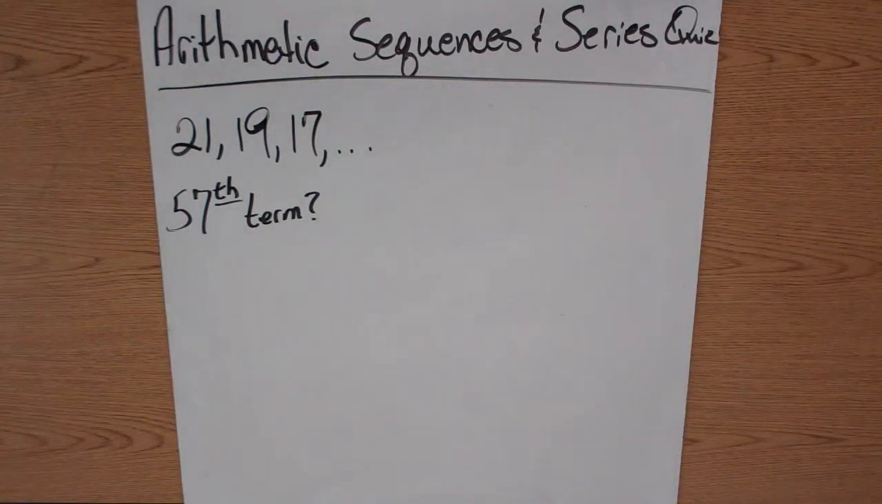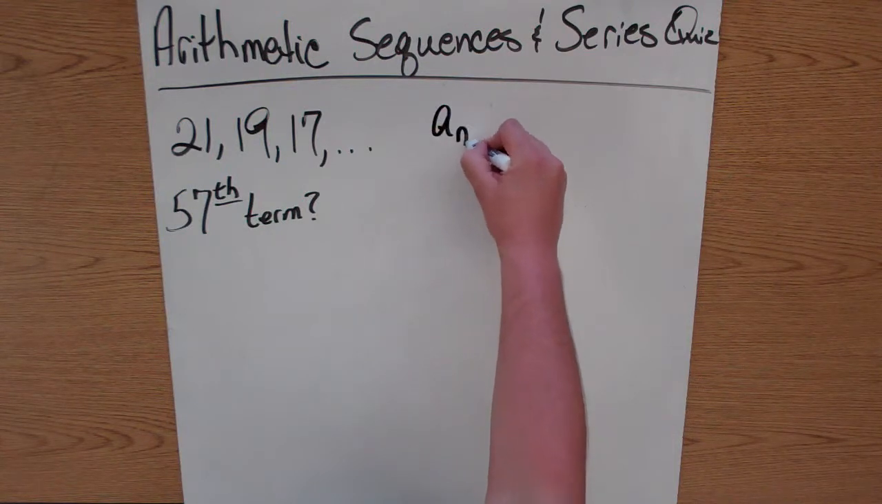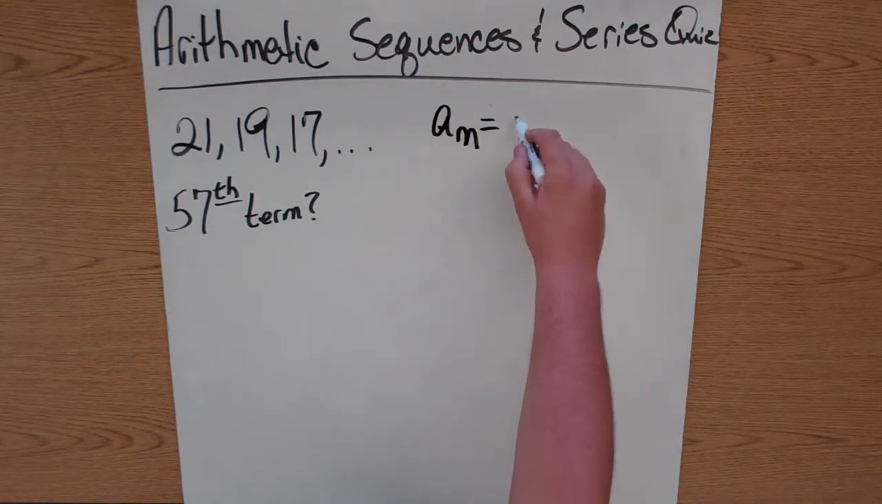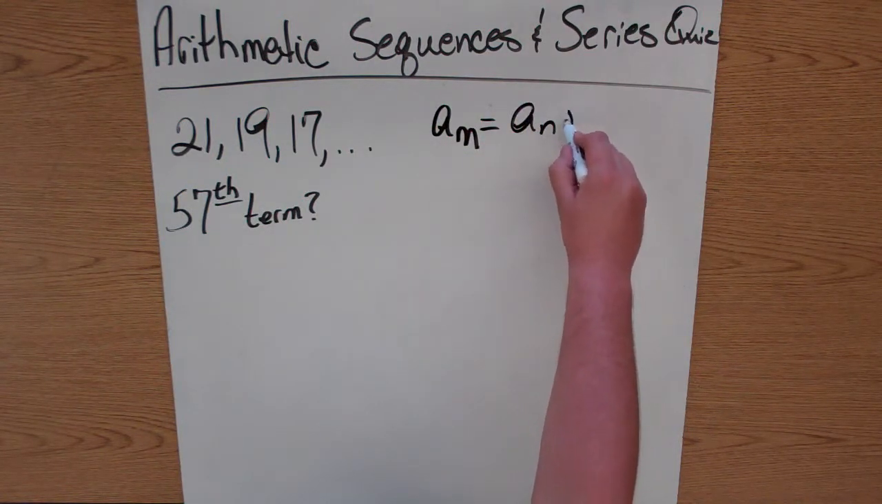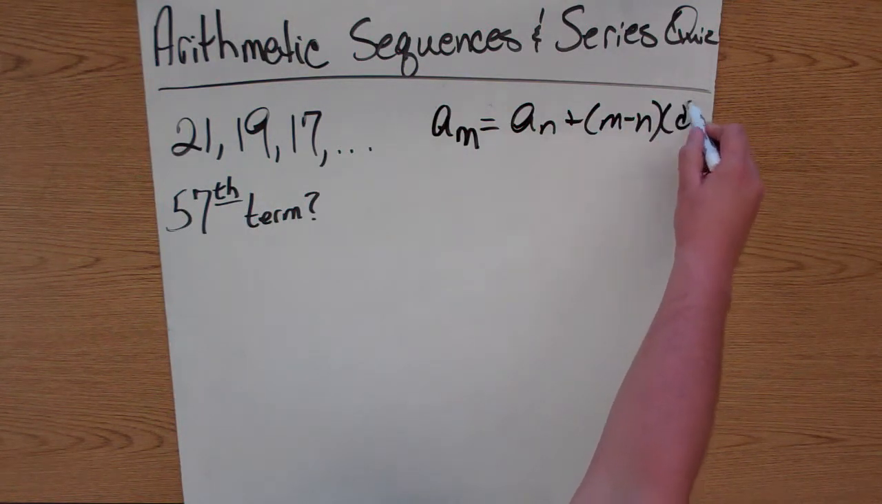Alright, so this is your arithmetic sequences and series quiz. We're given the following sequence and we want to find the 57th term. The formula we're going to use for this is a sub m equals a sub n plus m minus n times d.